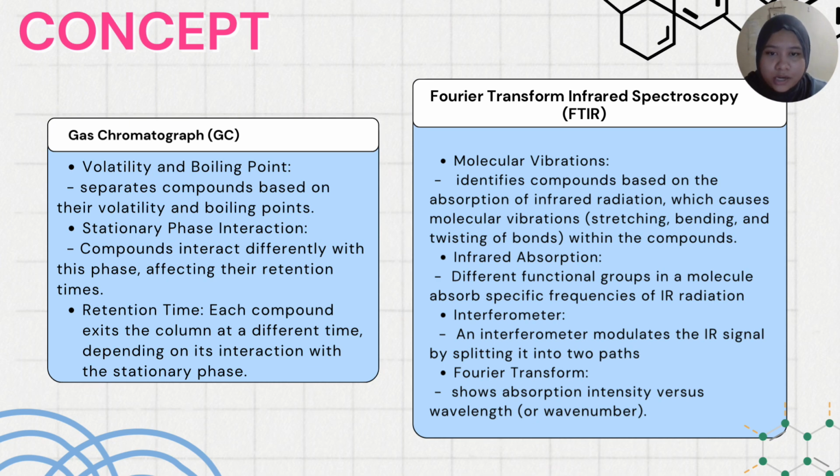While FTIR is a method to obtain an infrared spectrum of absorption, emission, or photoconductivity of a solid, liquid, or gas. Infrared light is passed through a sample. The sample absorbs some of the light at characteristic frequencies. A detector measures the transmitted light, and a Fourier transform converts this data into a spectrum.